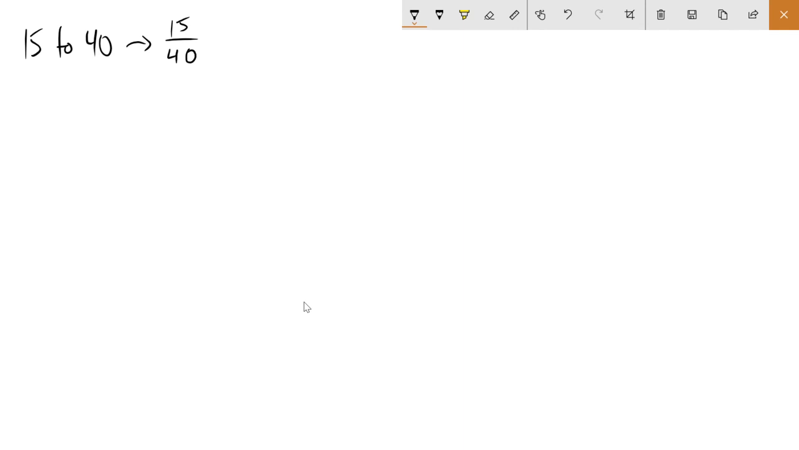These are both divisible by 5. So we would reduce that. So divide 15 by 5, you get 3. 40 divided by 5 is 8. So 15 to 40 is the same as 3 to 8. That'd be that one. All right.